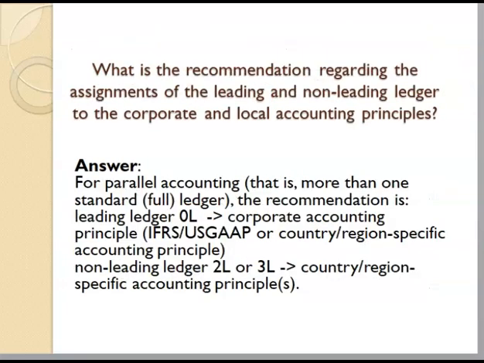What is the recommendation regarding the assignments of the leading and non-leading ledger to the corporate and local accounting principles? Answer: for parallel accounting, that is more than one standard full ledger, the recommendation is: leading ledger 0L, corporate accounting principle IFRS/US GAAP or country or region specific accounting principle. Non-leading ledger 2L or 3L, country or region specific accounting principle.